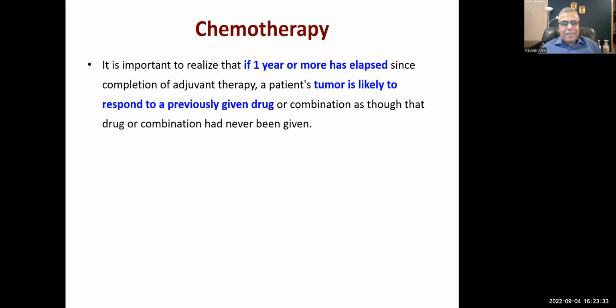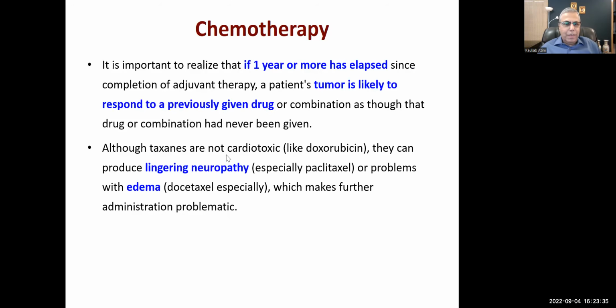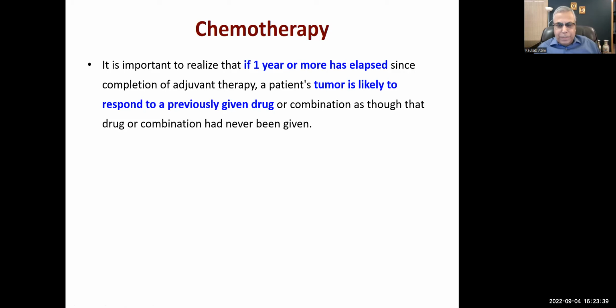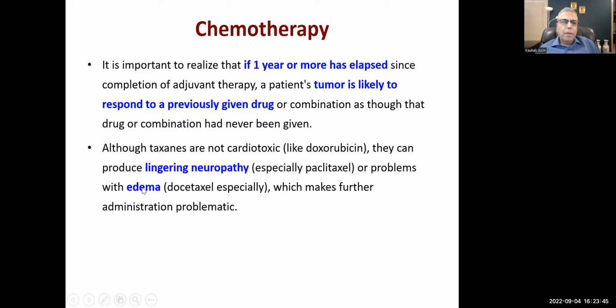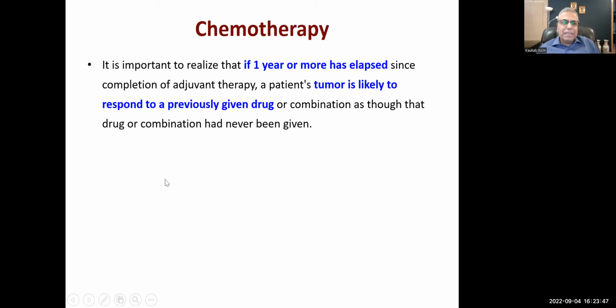But if it recurs in less than 1 year, then you have to change your therapy. All right. Now, taxanes, what are taxanes? Docetaxel, very commonly used. Paclitaxel is also one of the taxanes, okay?